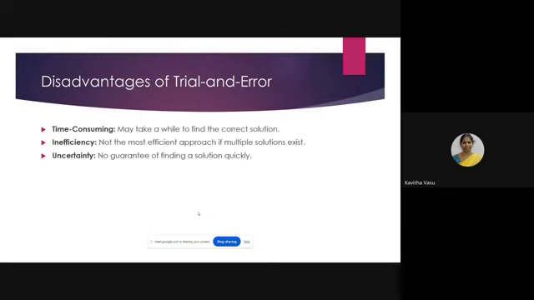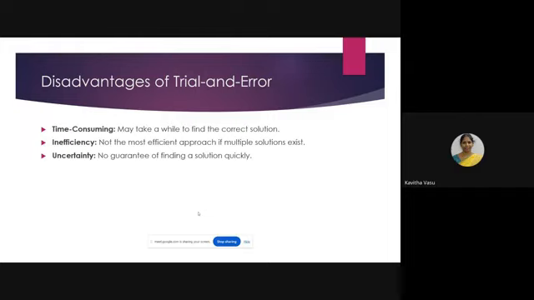So it is time consuming. Inefficiency means if multiple solutions exist, this approach might not be the most efficient. This means that there could be other methods that are faster or use fewer resources to achieve the same result. The correct approach might involve redundant steps or unnecessary complexity.